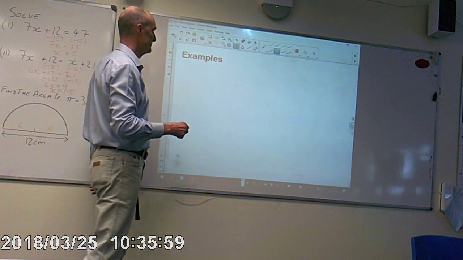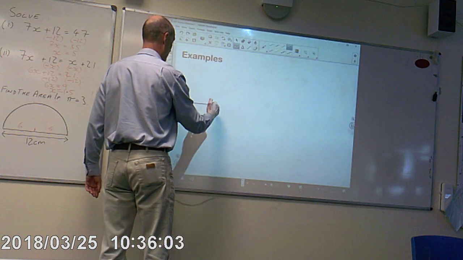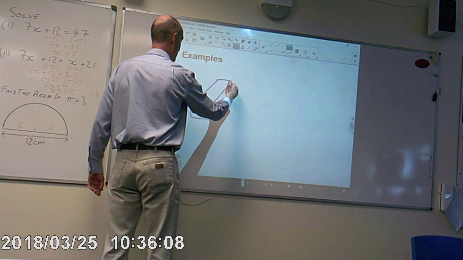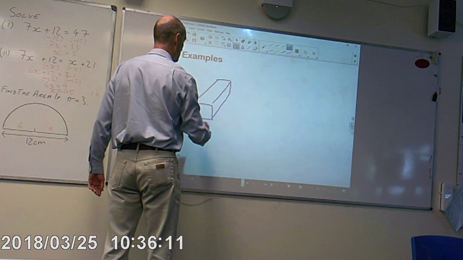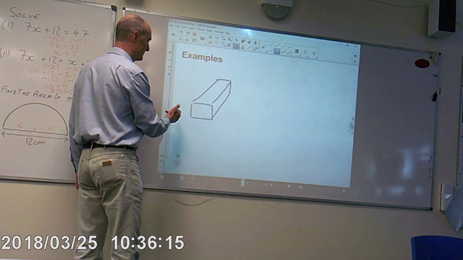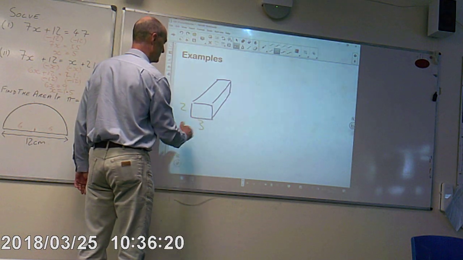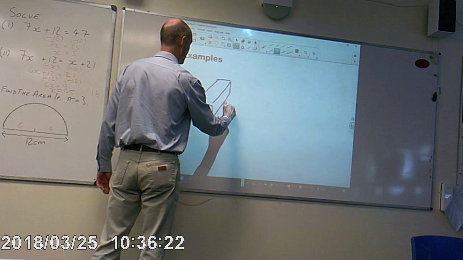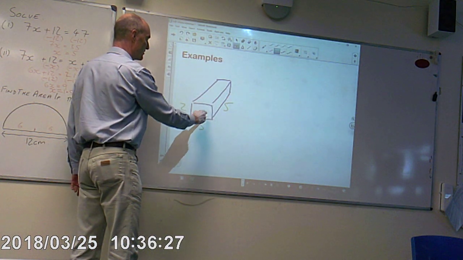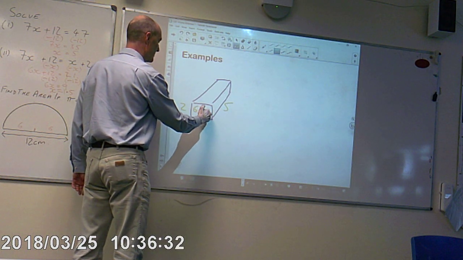So an example, got a rectangular prism there, cuboid, that was 2 centimetres, that's 3 centimetres, and that's 5 centimetres. The area of the rectangle at the end is going to be 2 times 3, so that gives us 6 centimetres squared.